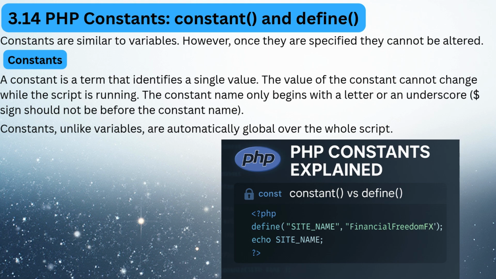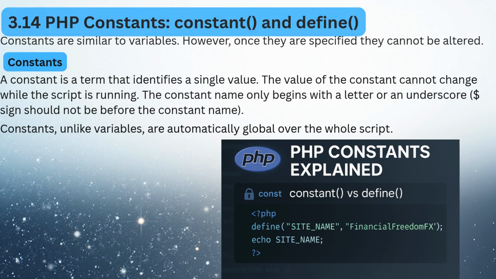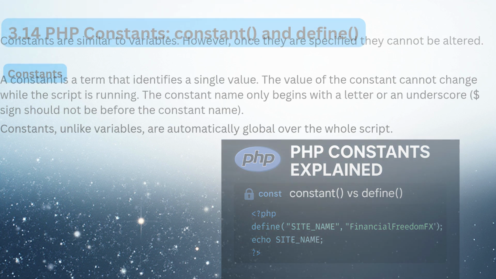Constants provide a way to store values that should never change during program execution, such as database credentials, API keys, or site names. The define and const methods are the two main approaches, and they both ensure your value remains consistent, secure, and globally available throughout your PHP script.